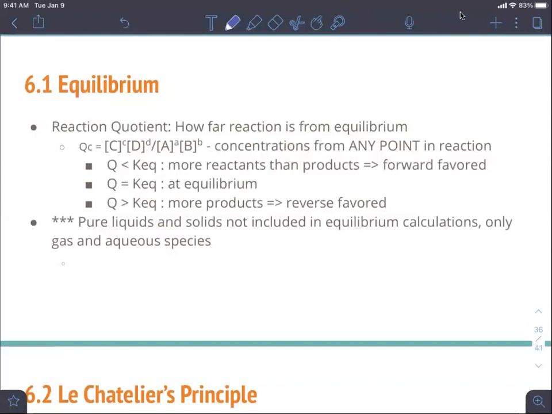If it equals the equilibrium constant, that means it's at equilibrium. And if it is significantly greater than the equilibrium constant, that means there are more products currently in the reaction mixture, and so the reverse reaction to form more reactants is favored. And just as a reminder again, pure liquids and solids are not included in equilibrium calculations.